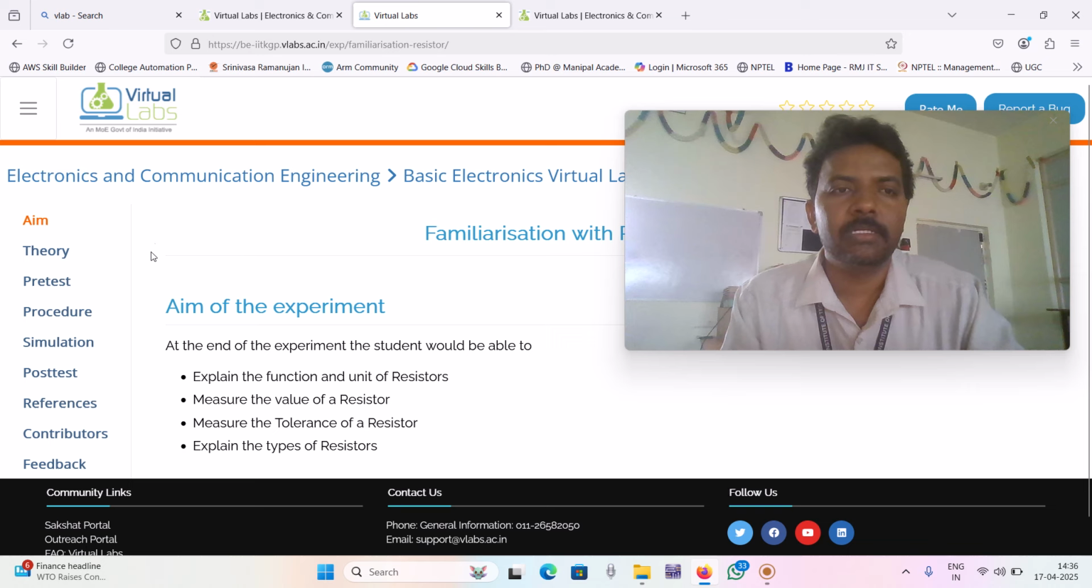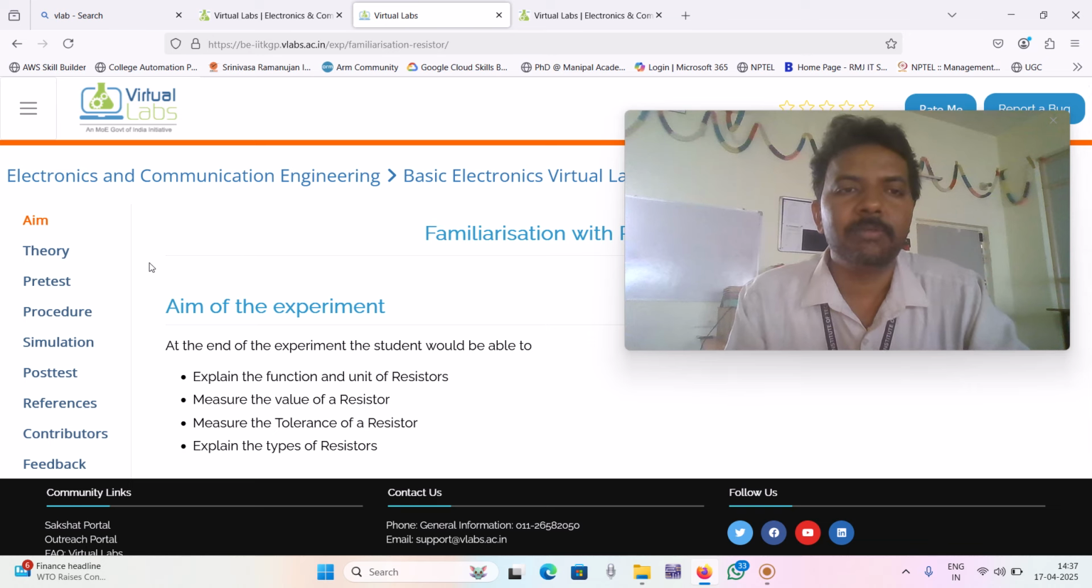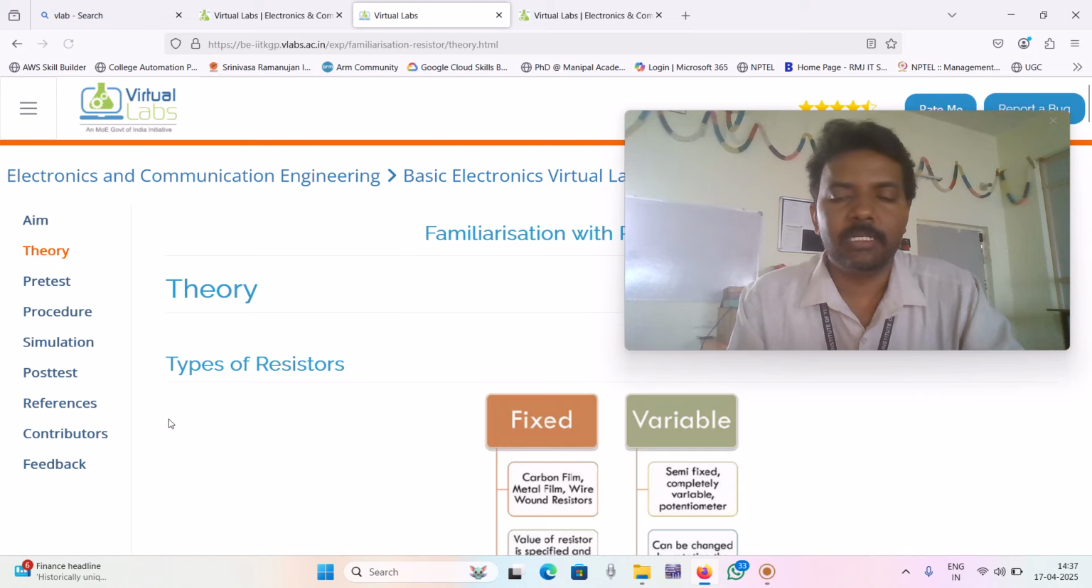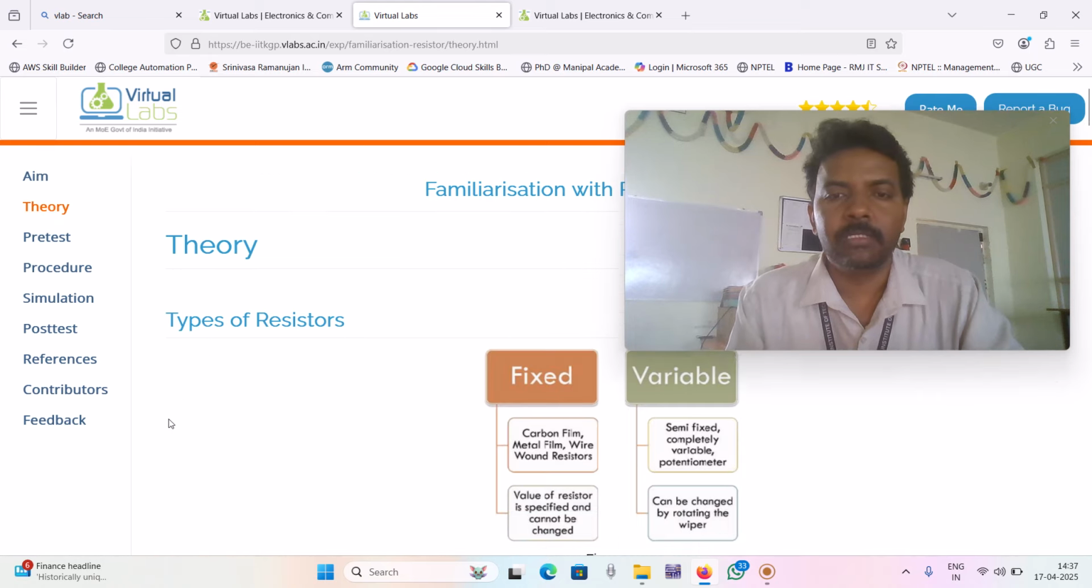So here, if I give any resistance colors, you need to calculate the value of the resistance. But actually, the aim of this experiment is to understand the function and the units of resistors, and also how you can measure the value of the resistor, followed by the tolerance of the resistors, and also the types of resistors that we are having. The types of resistors are nothing but four band resistors as well as five band resistors that we currently have. This provides the theoretical information related to the resistors.